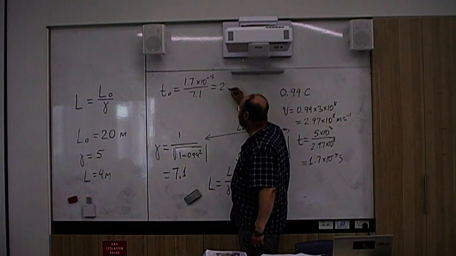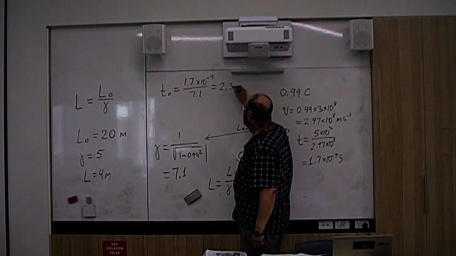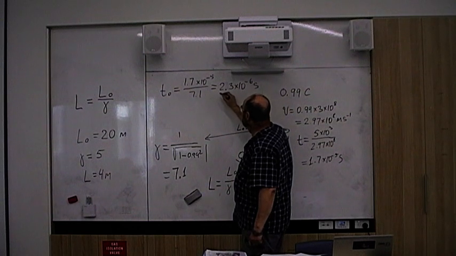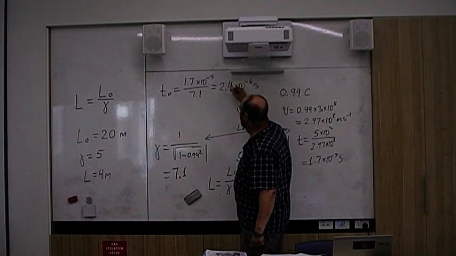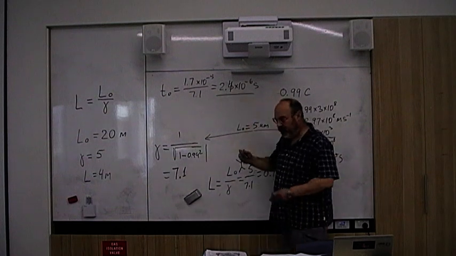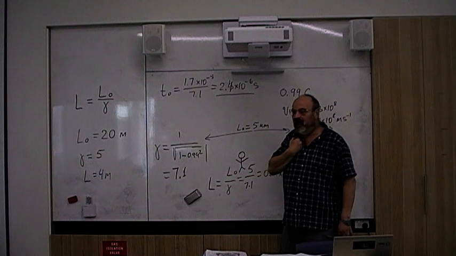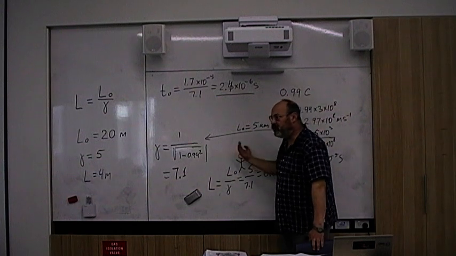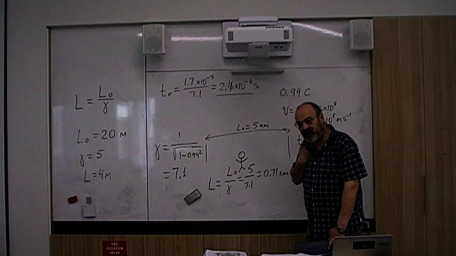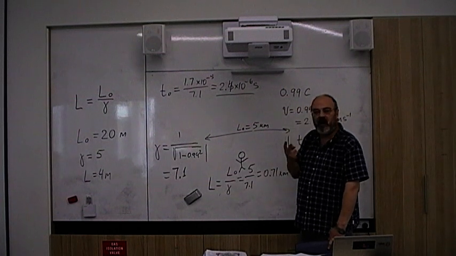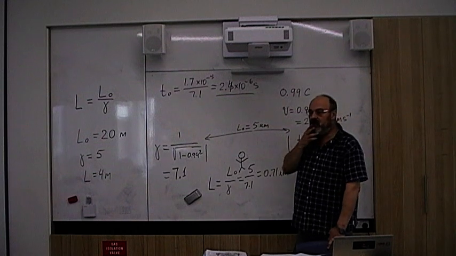Will be 2.3 times 10 to the negative 6. Or 2.4. Okay, 2.4. So we have that from the particle point of view, it takes much less time because it will be measured as proper time. So you can explain it two ways. Why more particles were able to get through.